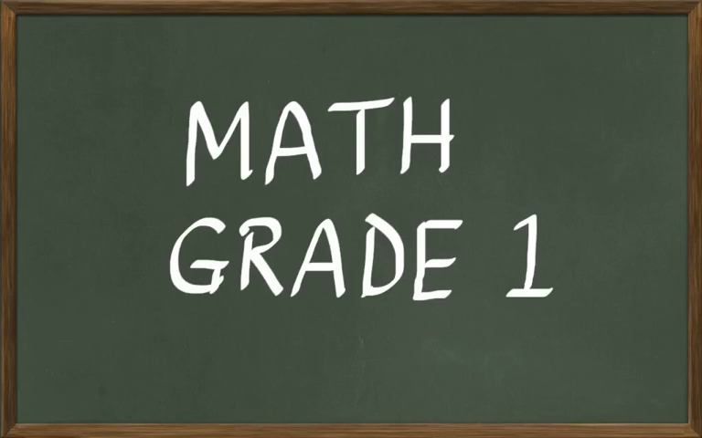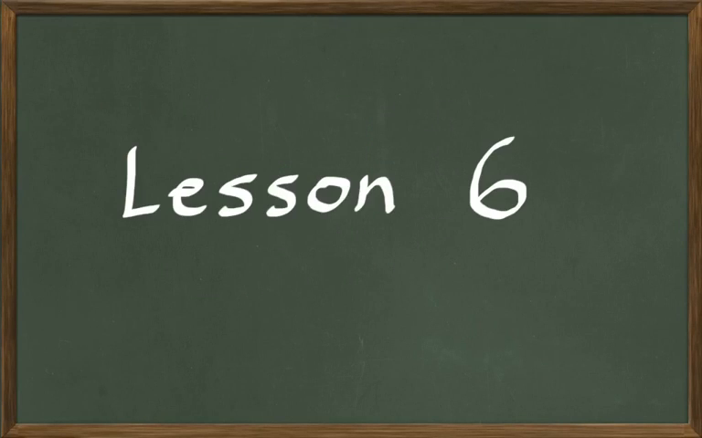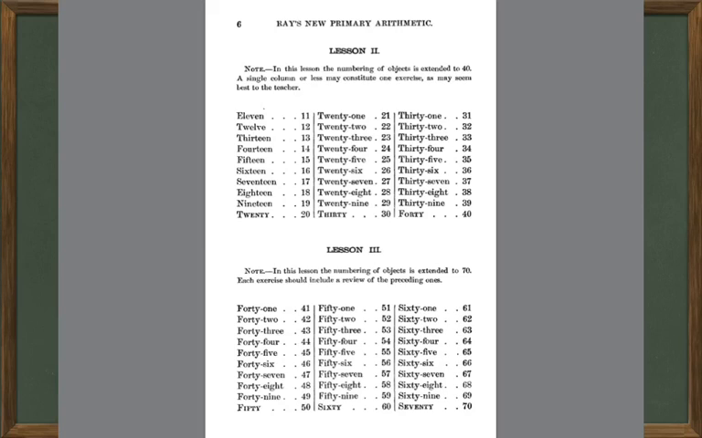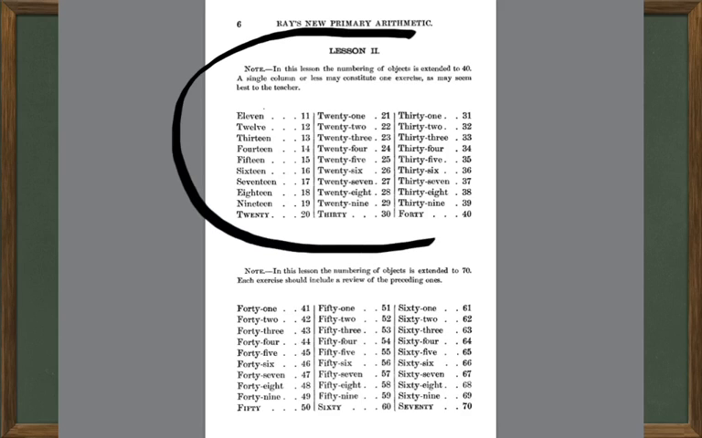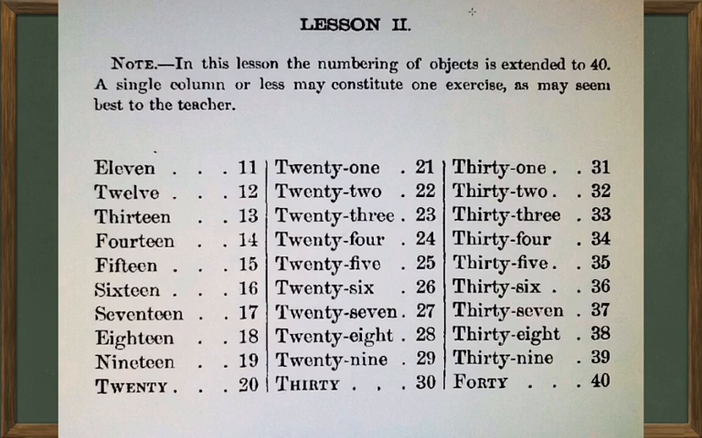Today in Math Grade 1, we're going to do lesson number 6. Lesson number 6 begins our lessons in Ray's Arithmetic book, our textbook. It's going to be page 6, and page 6 looks like this. We're going to be looking at this lesson right here. This is lesson number 2 in the book, at the top of the page, which looks kind of like this if you look up close.